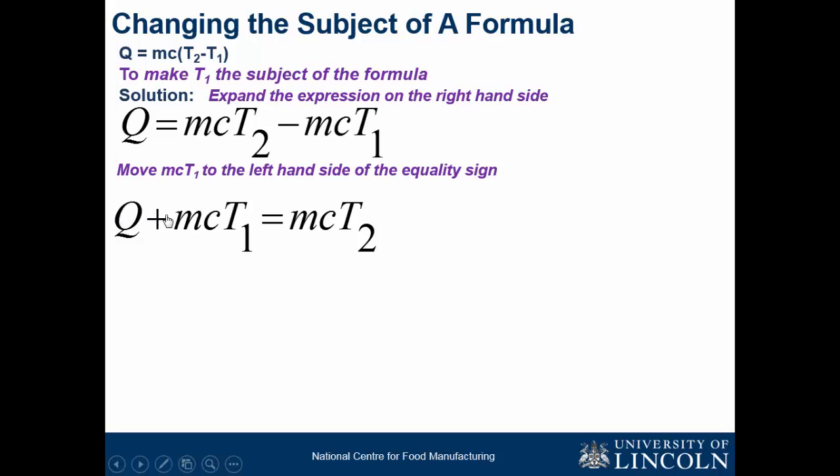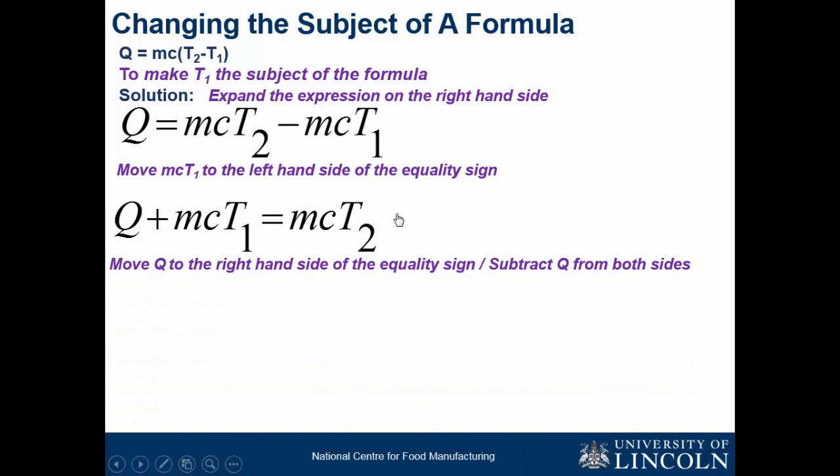Because it's attached to MCT1 by a positive sign, it's like a reversal of BODMAS. So what we'll do now is take away Q from both sides. If you take away Q from both sides, so if you have minus Q on the right hand side as well, that minus Q will cancel out this Q. Or you can simply say move Q to the right side of the equation, or subtract Q from both sides.